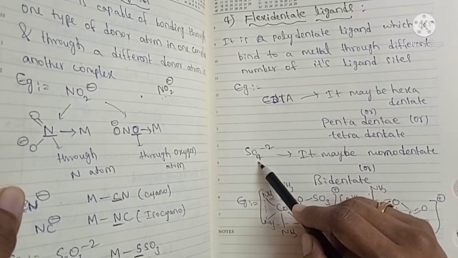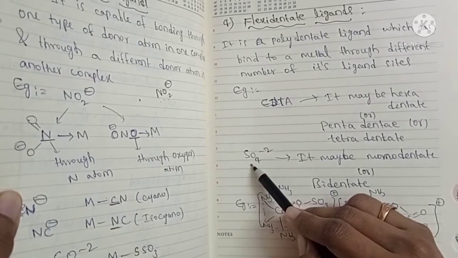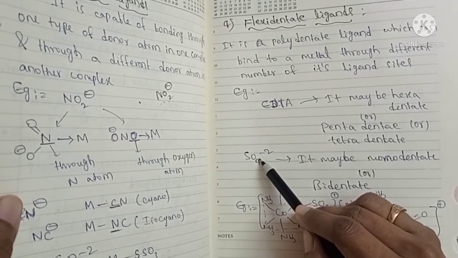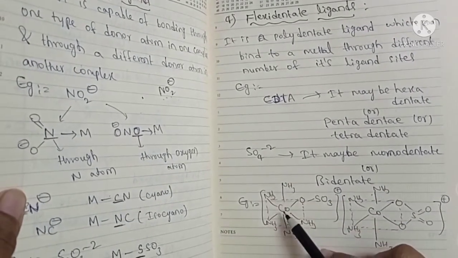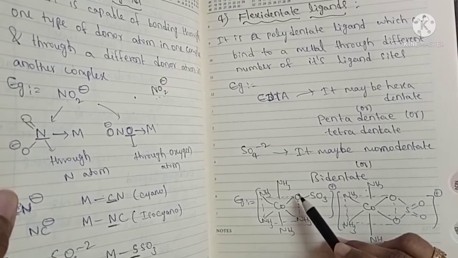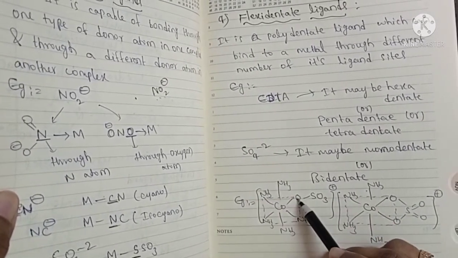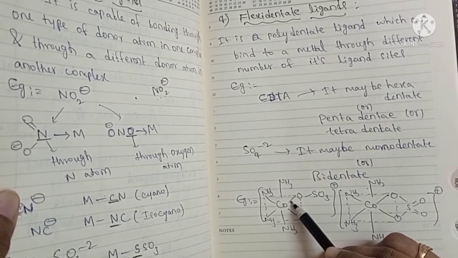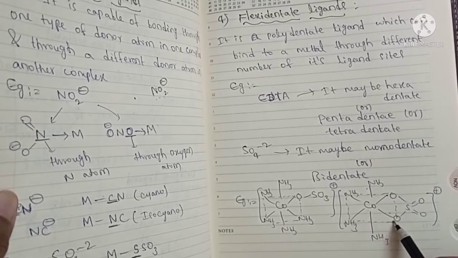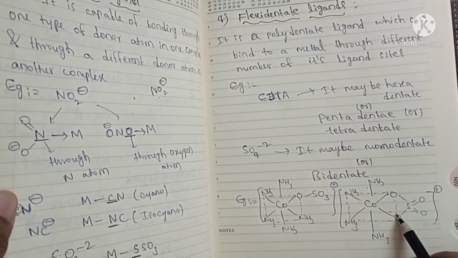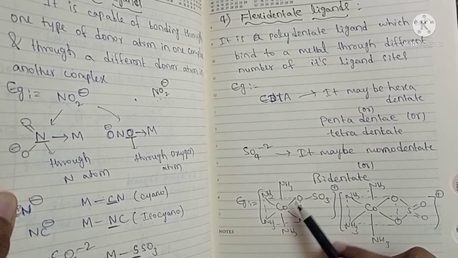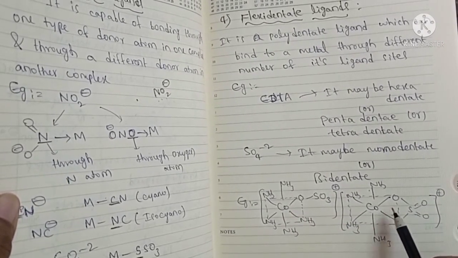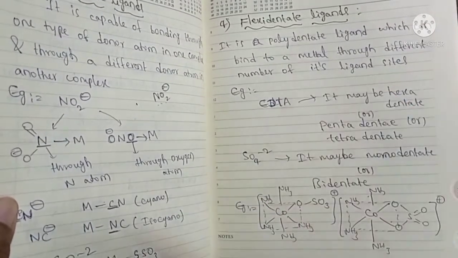And sulfate is also a flexidentate ligand. It is a bidentate ligand and it is also a monodentate ligand. For example, in this complex, sulfate uses only one donor atom. It occupies only one coordination position. But here it occupies 2 coordination positions. So here it acts as monodentate and here it acts as bidentate. That type of ligands are called flexidentate ligands.